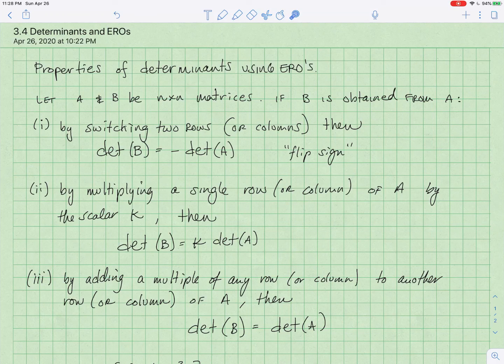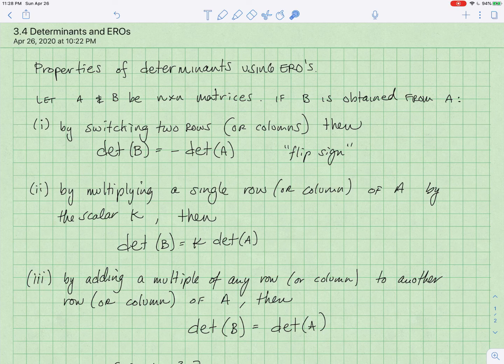Hey guys, I want to talk about how we can calculate a determinant easier using EROs. So we're going to let A and B be two n by n matrices, and the deal is B is the result of performing an ERO on A. And your book has about 10 different properties of determinants. I'm just going to cherry pick the first three because I think that they're the most important for the things that we're going to be doing in this class.